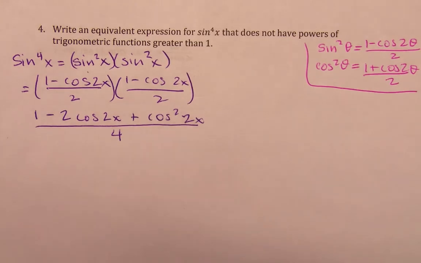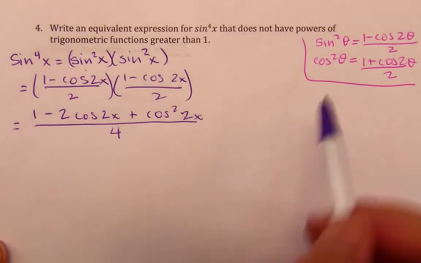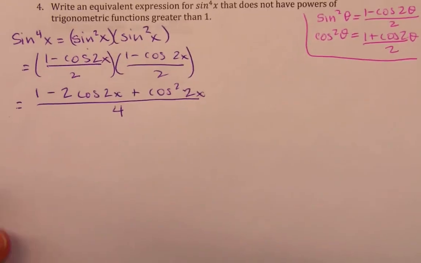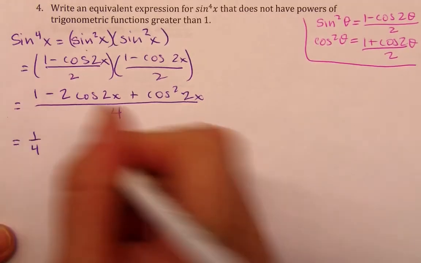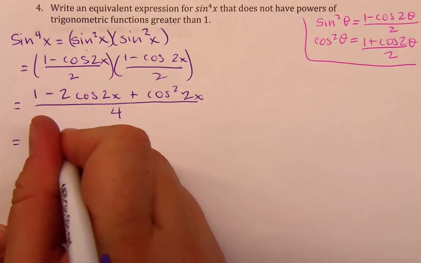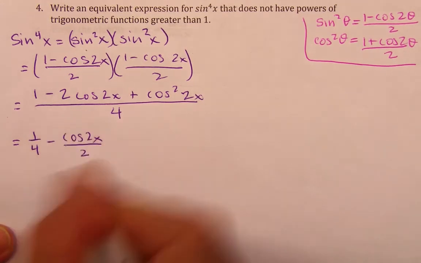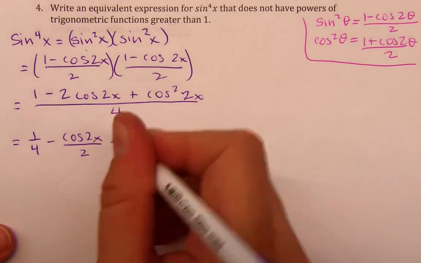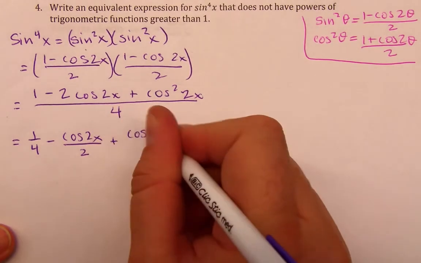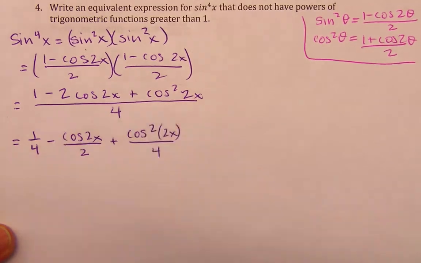Now we're almost there. This is the one piece that's giving us some problems here. So what we're going to need to do is use the power reducing formula for cosine, and that's why we wrote that there. So I'm going to pull the rest of this out so that we have the 1/4 minus, and 2 over 4 will reduce to 1/2, so cosine 2x over 2, and plus cosine squared 2x over 4.